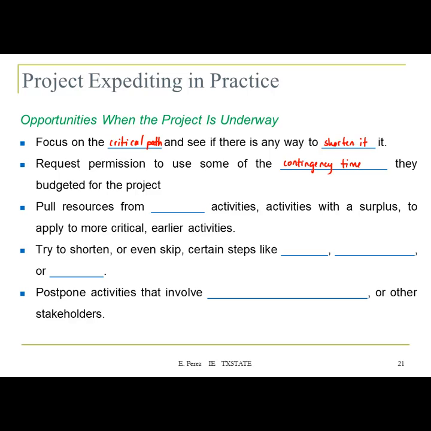Pull resources from less critical activities with a surplus, or to apply to more critical earlier activities. So if you know beforehand that you're going to have an activity that is not due with a specific due date, you can try to pull some of those resources and try to expedite some of the activities that are more critical.